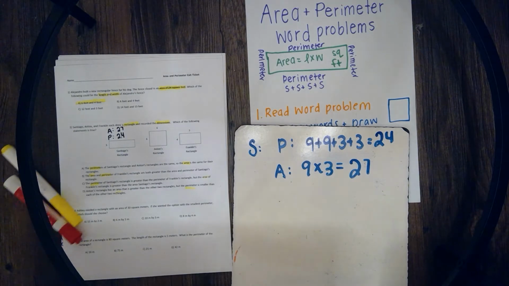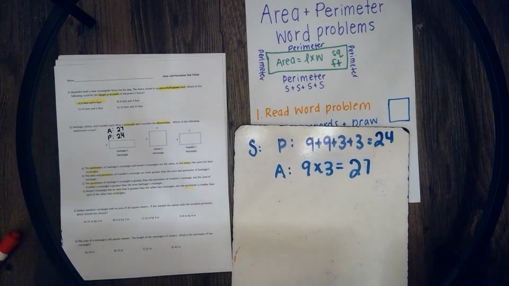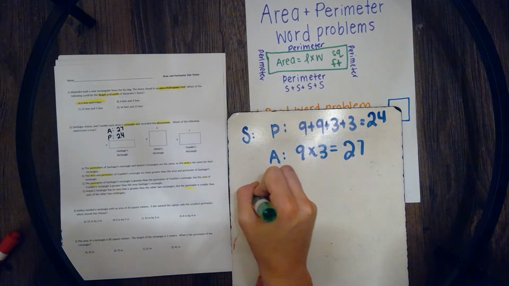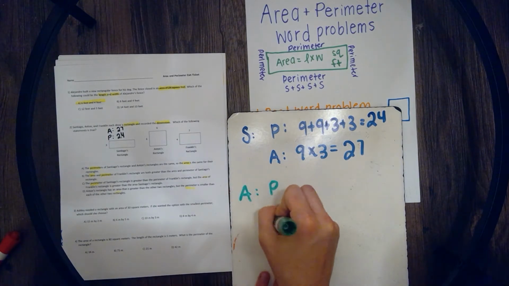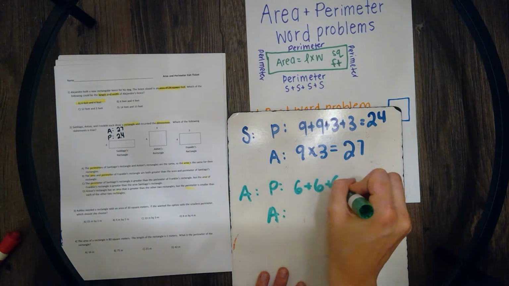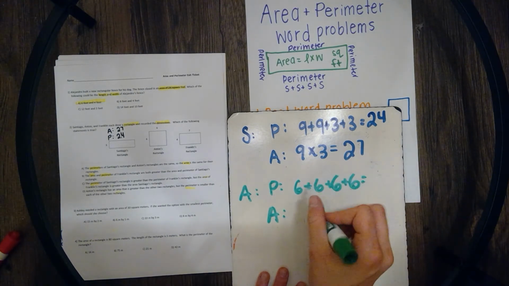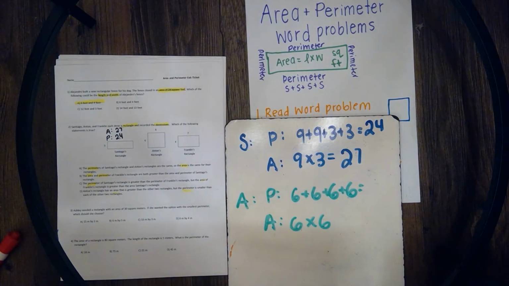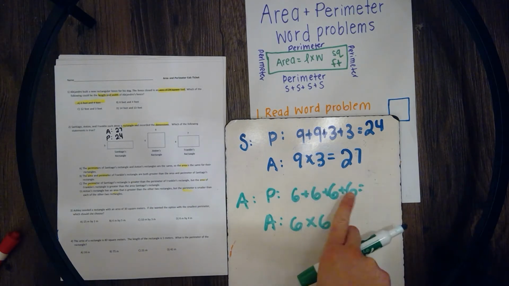Let's do Antoine's rectangle. Oops, markers. All right, Antoine's perimeter and the area. Perimeter is 6 plus 6 plus 6 plus 6, and area is 6 times 6. All right, so when I'm going to do 6 plus 6 plus 6 plus 6, I see that this is repeated addition, and I know repeated addition is also the same as multiplication.